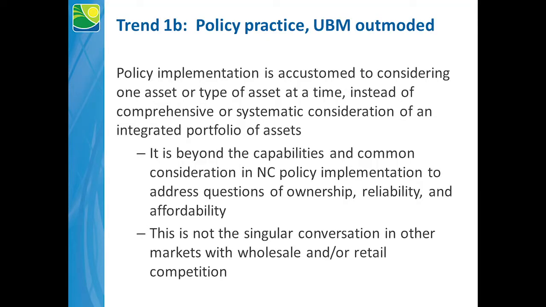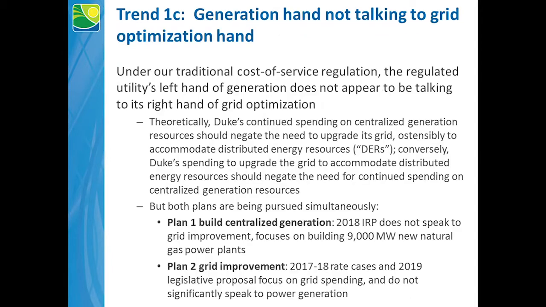I think I largely talked about this. We're considering one asset at a time. We're not looking at how these resources function as a whole. Duke's continued spending on centralized generation resources, like power plants, such as the 9,000 megawatts of new natural gas in the integrated resource plan, for example, is to accommodate distributed energy resources. That's the argument that has been put forward.